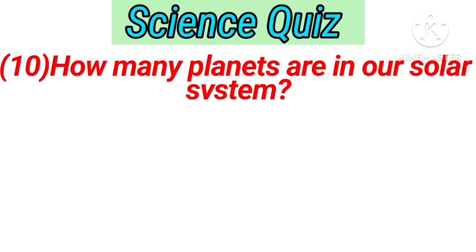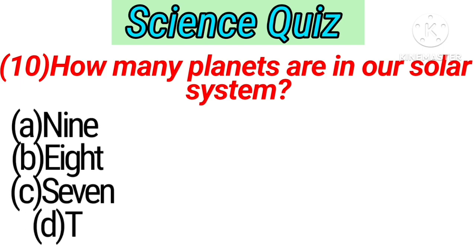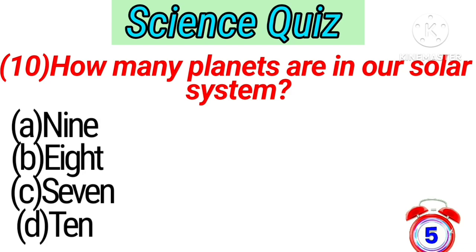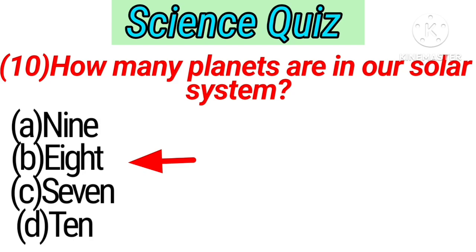Question number 10. How many planets are in our solar system? Options are 9, 8, 7, 10. And the right option is 8.